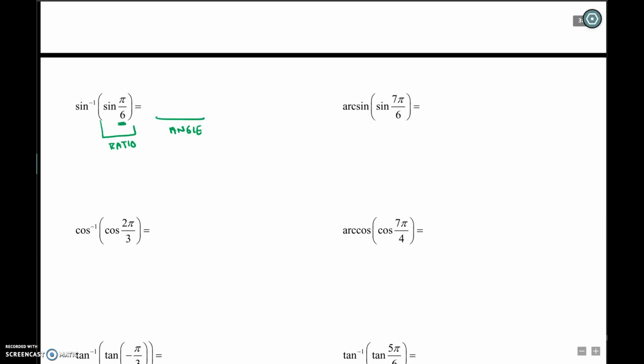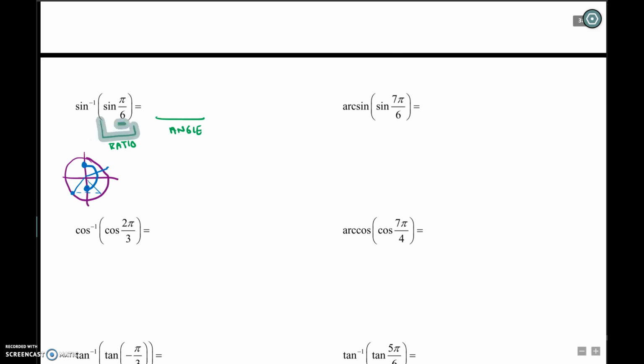Well, the answer to that is yes, as long as that angle is in the output range for the inverse sine function. Is pi/6 in the output range for that function? Yes, it is. So then it is going to give you pi/6. However, if you're taking the inverse sine of the sine of an angle that's outside that range, it's not going to give you that one. It's going to give you a different one. So that's where the complexity comes in.